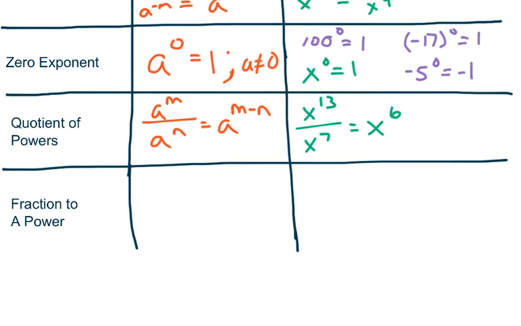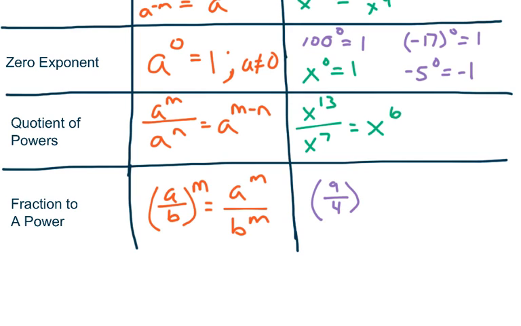The final exponent property is fraction to a power, and that says if you have a fraction a over b and we're raising it to a power, again, this is one of those places where you can actually distribute. The outer exponent goes to both the top and the bottom of your fraction. So it becomes a to the m over b to the m. So for an example, I'll do this one with numbers. If we had 9/4 to the second power, this becomes 9 squared over 4 squared. And if you wanted to evaluate that, 81 over 16. But that's neither here nor there.